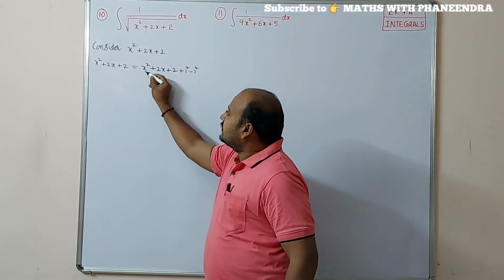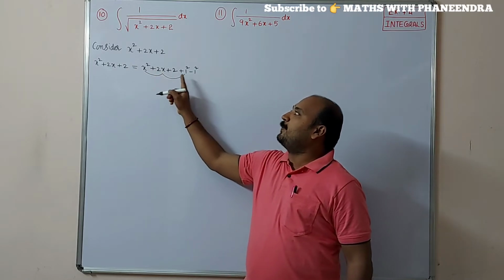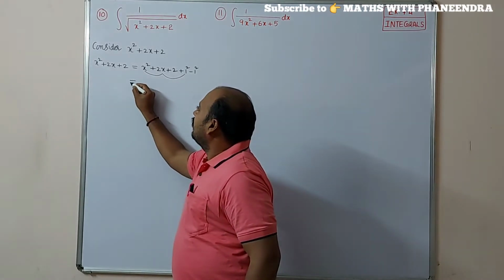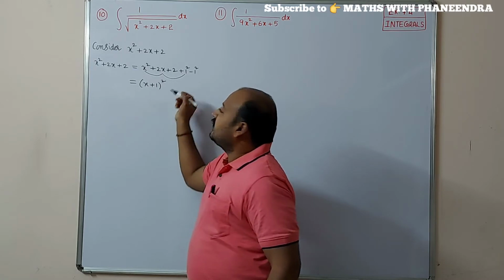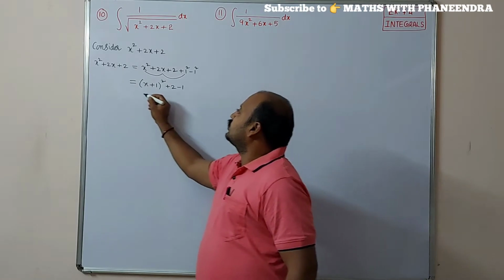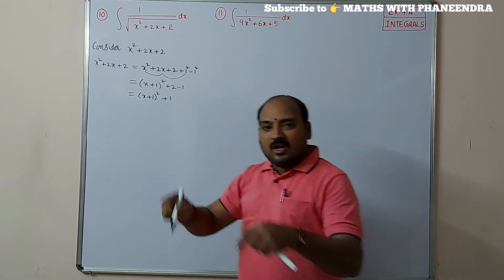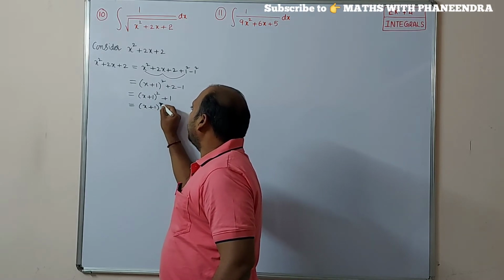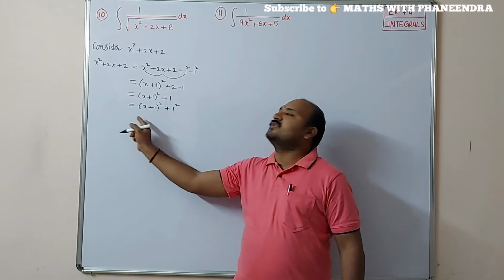So now x square plus 2x plus 1 square. A square plus 2ab plus b square is the expansion of x plus 1 whole square. Whatever I mentioned here will become x plus 1 whole square. The rest of the terms: plus 2 minus 1 square is 1. So it will become x plus 1 whole square plus 1. That 1 can also be written as 1 square in the next step. So x plus 1 whole square plus 1 square. Wherever x square plus 2x plus 2 is there, you have to replace it with this.